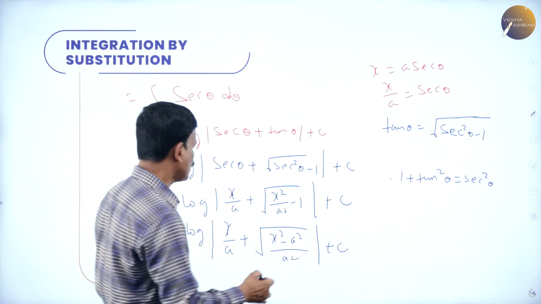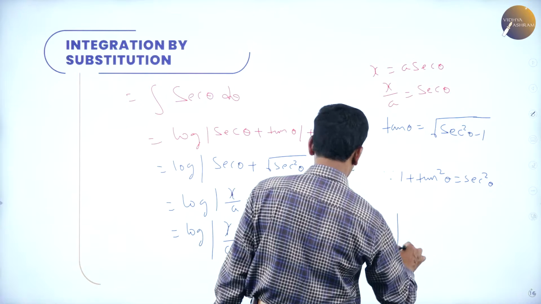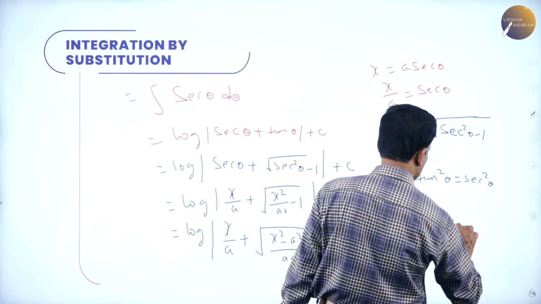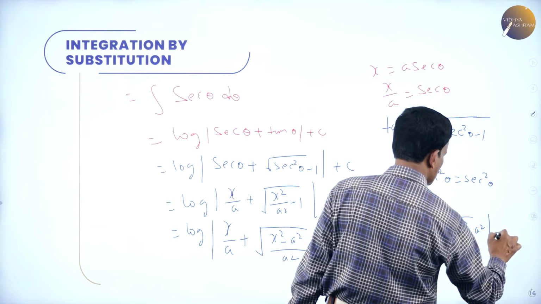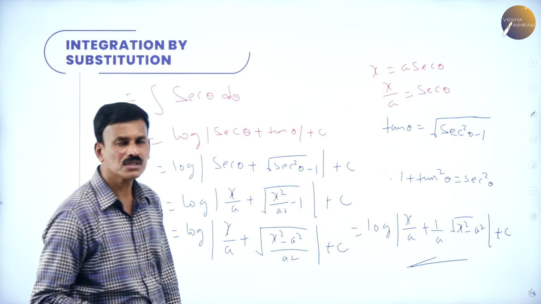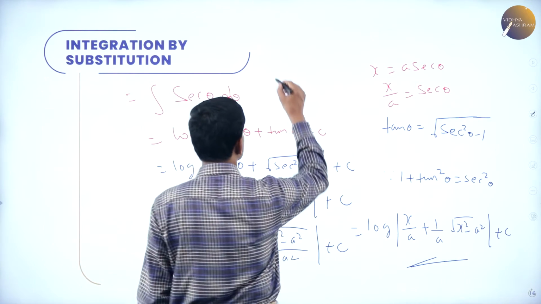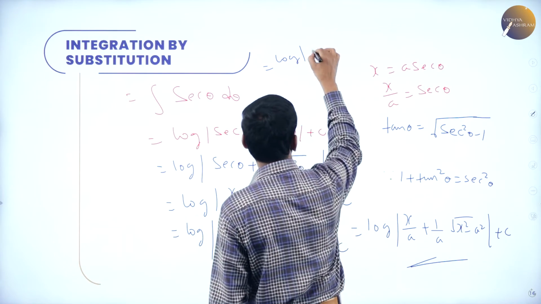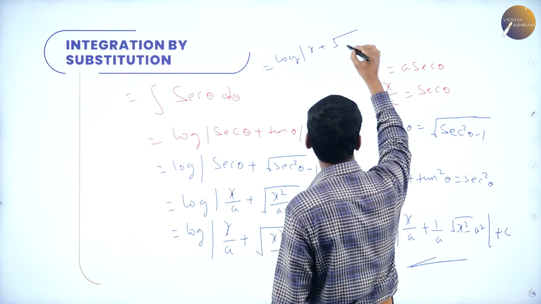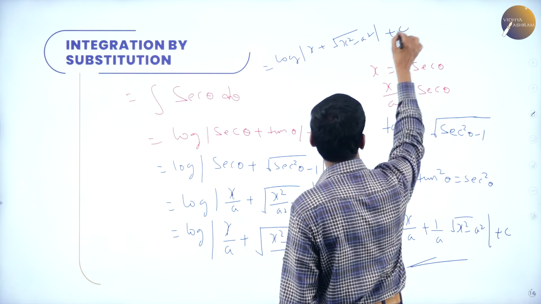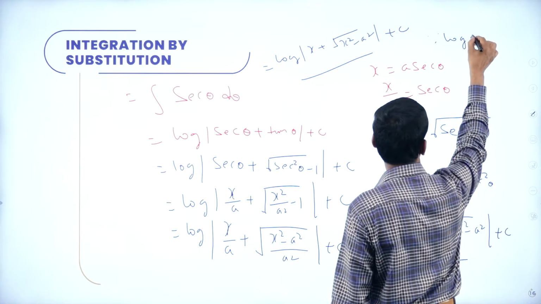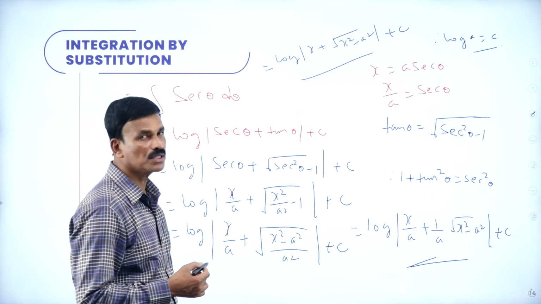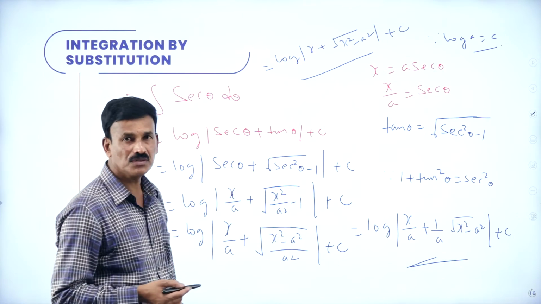So if you want, you can simplify this as log of mod x by a plus 1 over a into root of x square minus a square plus c. That's all. This is the integrated answer. Or this can also be written as, if you want, log of, take LCM, a is the LCM, x plus root of x square minus a square plus c, because logarithm of a is equal to a constant. So the simplified answer is log of x plus root of x square minus a square plus c. Now this is how we are going to evaluate this.